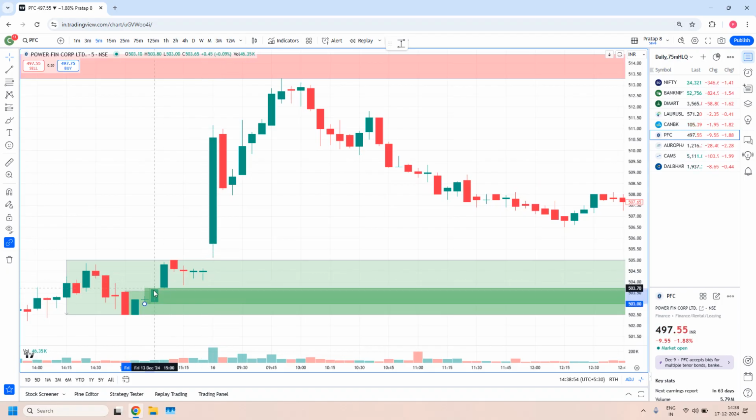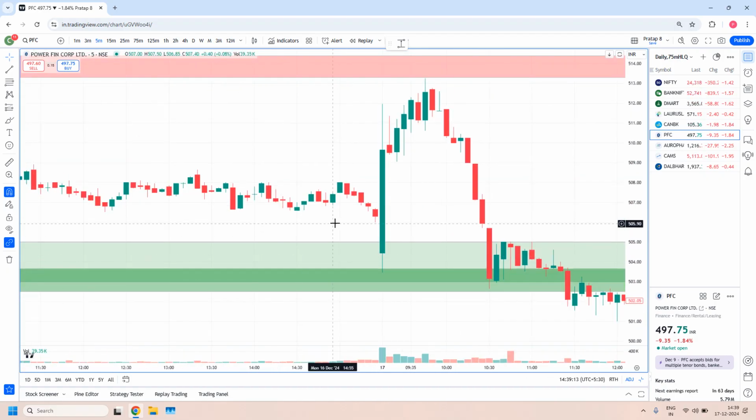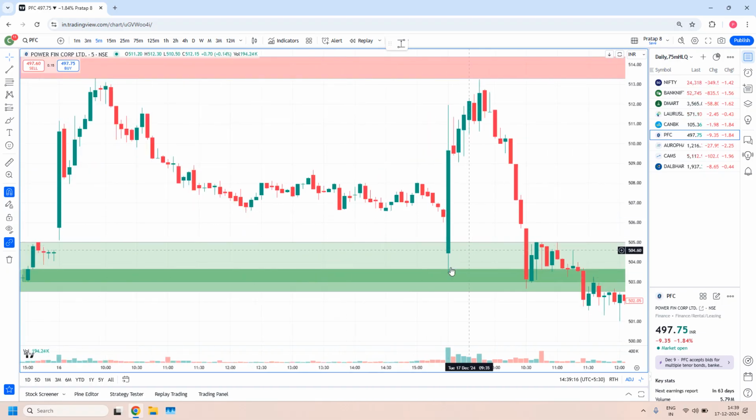Okay, from the type 2 proximal point of view, generally when you take type 2 proximal, you add some entry buffer before that. We generally use an entry buffer of 0.1%. But anyway, without an entry buffer also, somewhere here, you would take the trade.